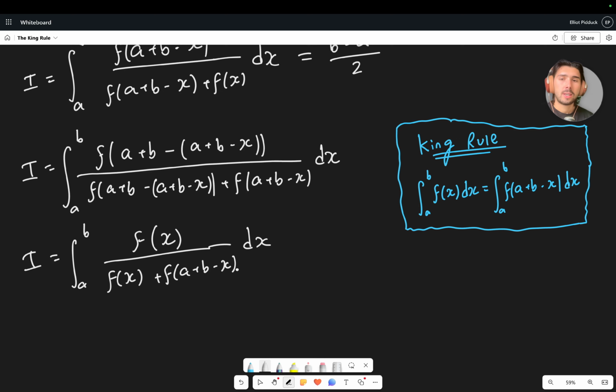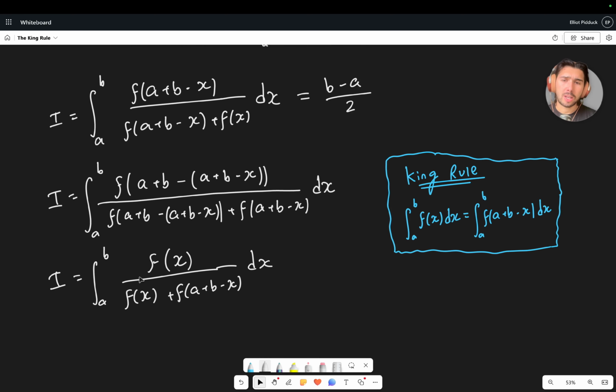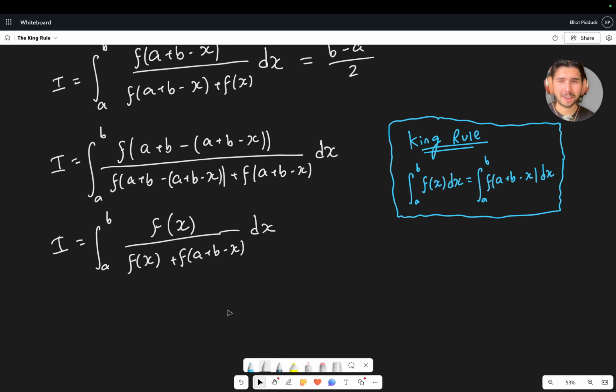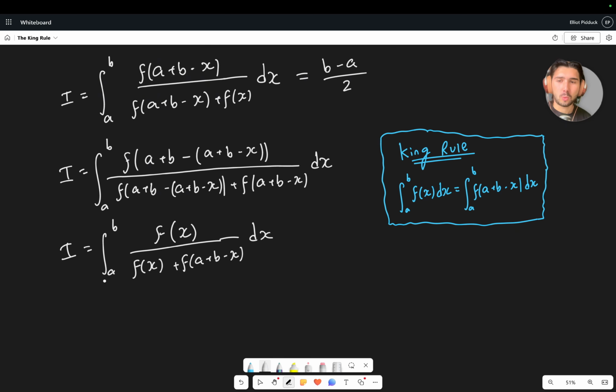Okay, cool. So if you compare what we've got down here to what the original is, then you can actually see that this is the clever bit. If you add them together, you'll get the integral of the number 1, right? This is the clever bit. So this is one version of I. This is another version of I.